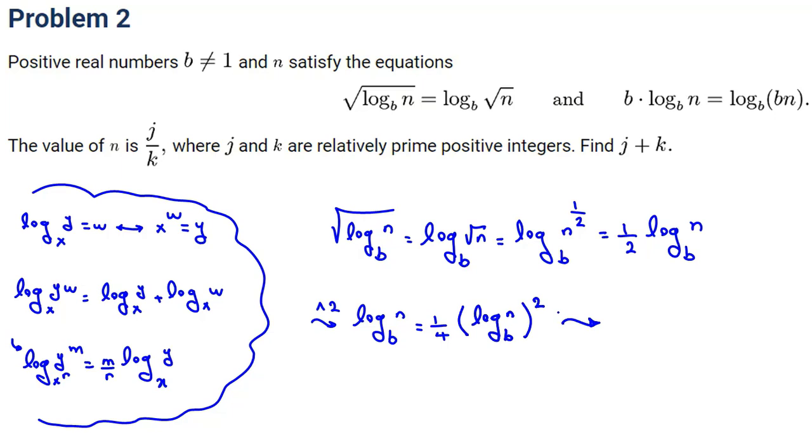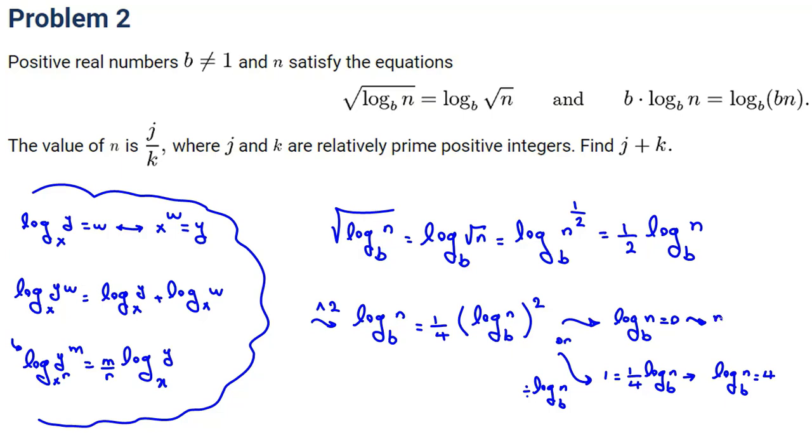Then if we simplify, maybe someone says log_b of n is 0, or we can simplify. We divide both sides by log_b of n. So 1 equals 1 over 4 of log_b of n, and log_b of n equals 4. Okay. In the other case, we conclude n is 1. So we have these 2 cases.